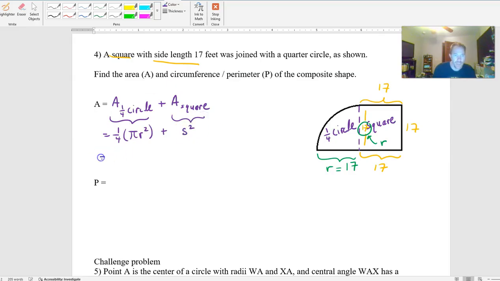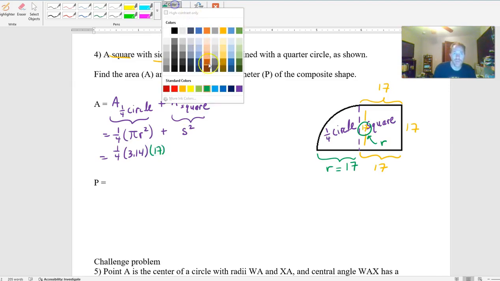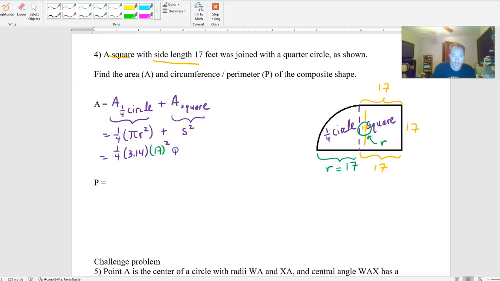So if we fill those numbers in here, 1/4 times 3.14 for pi, we've got a radius of 17, and we are going to square that because that's what the formula says to do. And then we're going to add the side length of 17 for the square, and that is being squared. I've already done these calculations on another sheet of paper, so I'm just going to copy these down. So the quarter circle area is 226.865, and then the square, 17 squared, that's an area of 289.